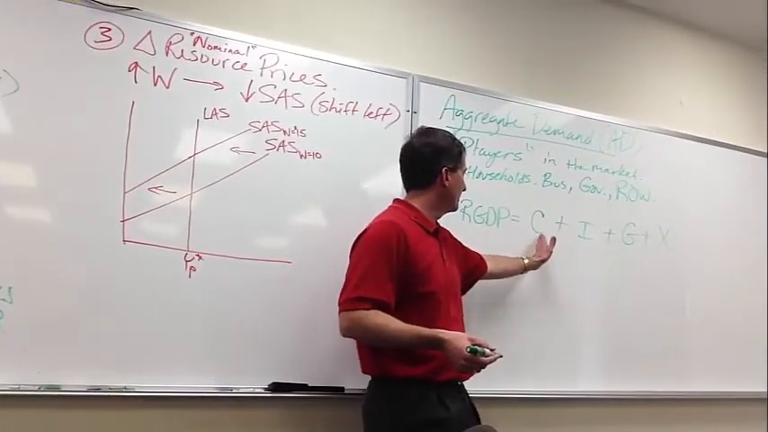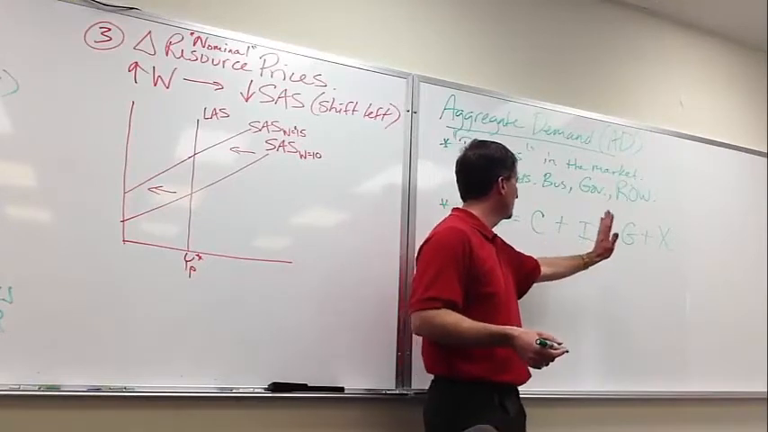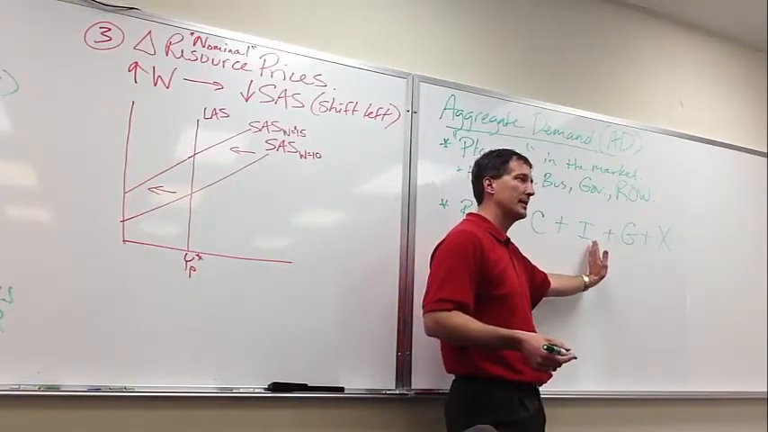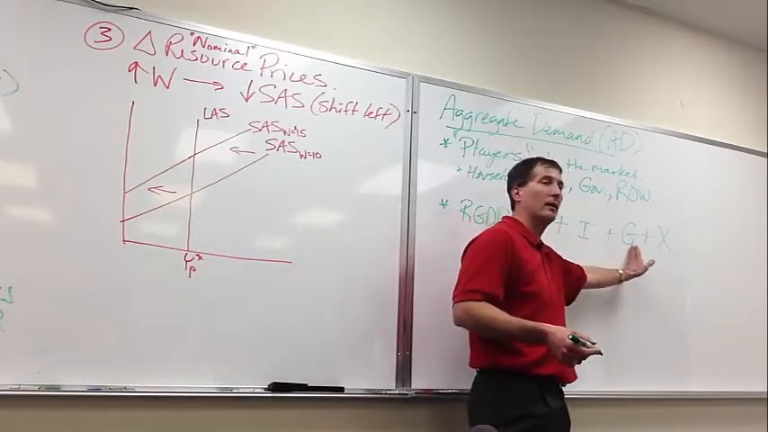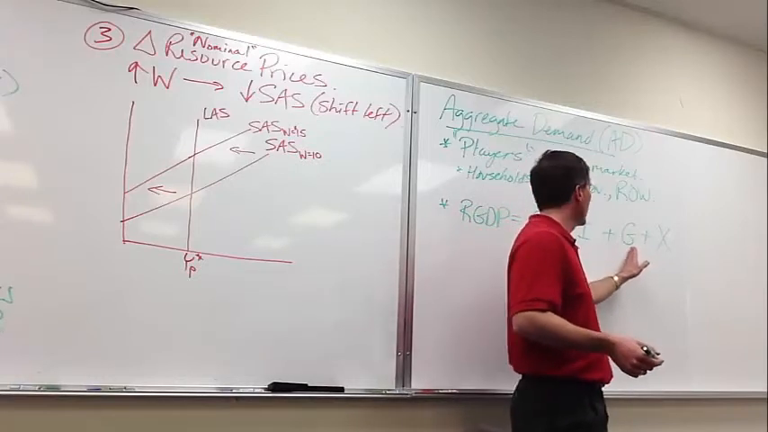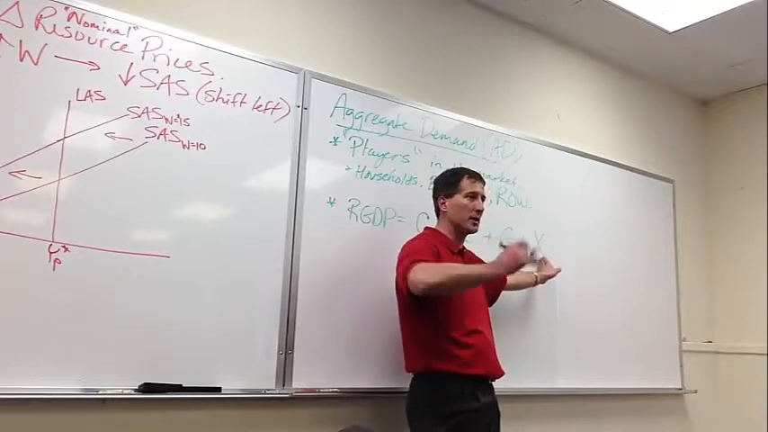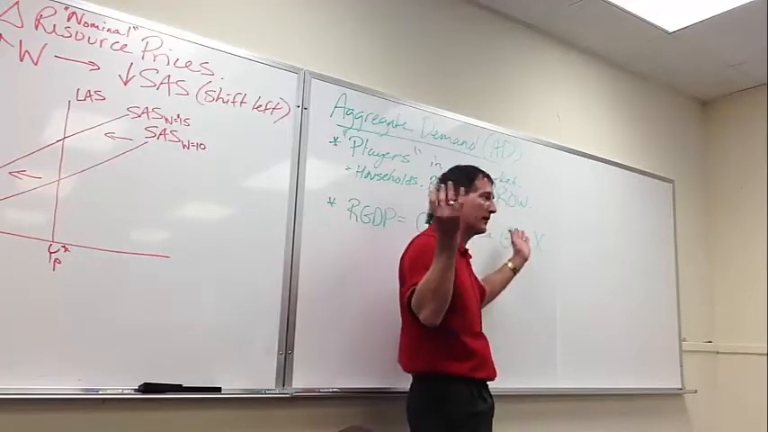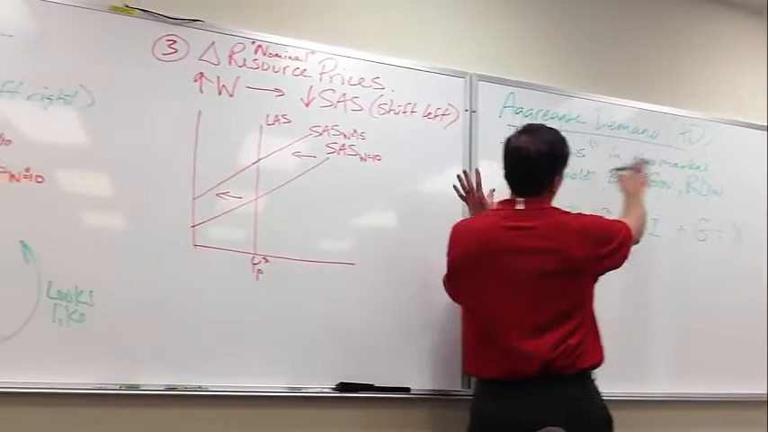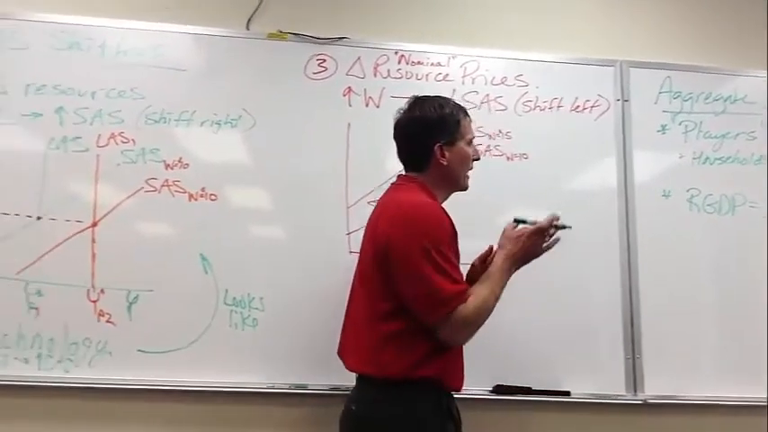Where we've got primarily consumers, primarily businesses buying machines and equipment, government buying weapons of mass destruction, and the rest of the world, imports and exports. Us buying from other places around the world, them buying from us. So all the players in the market kind of boil down to that.